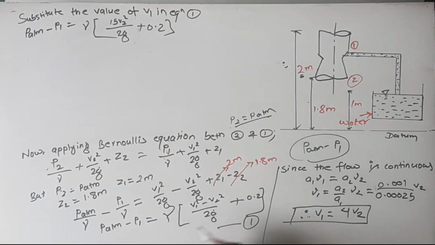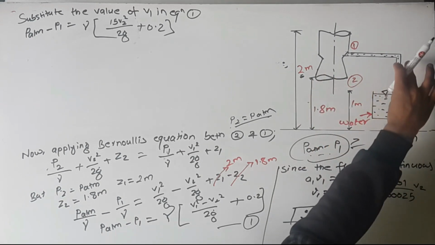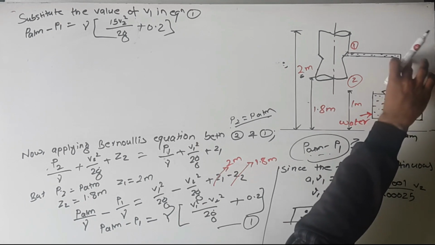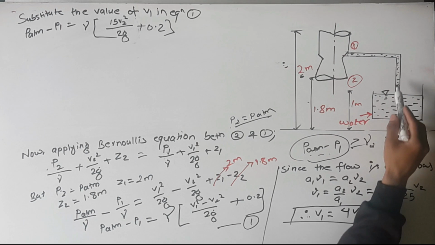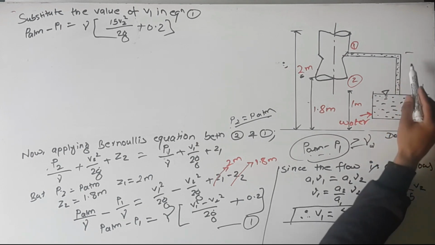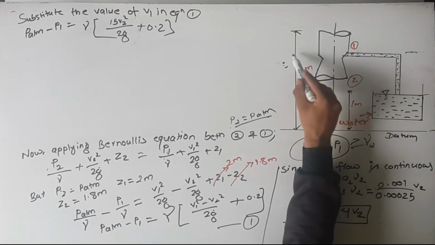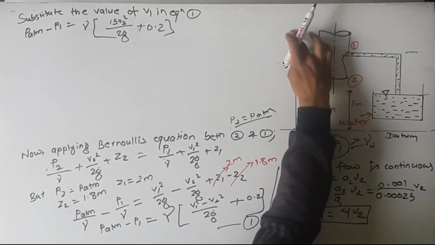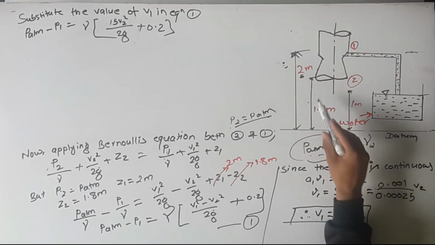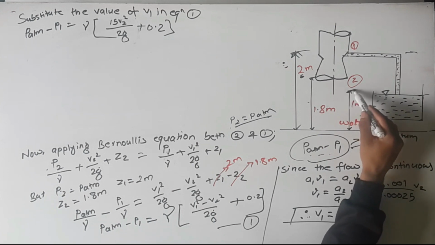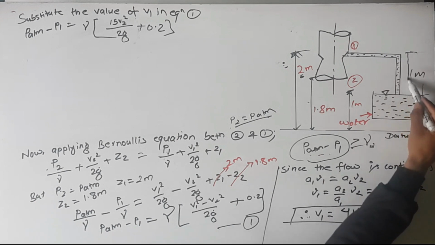Now we have to use this concept. PATM minus PM, the pressure difference, must be greater than the pressure here, equal to gamma of water into this height. This height is actually this 2 meter, given as the height of the throat. So 2 minus 1, this is 1 meter. This is the total height, 1 meter.